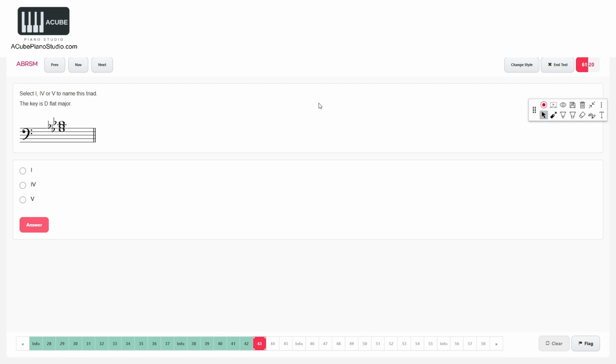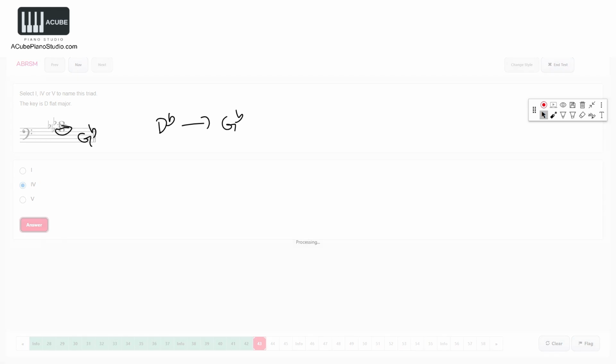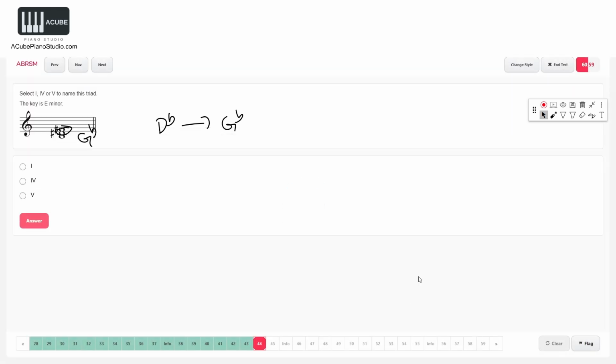The key is D flat major, so D flat. What's the lowest note here? Bass clef, right? So this is G flat. So let's count D, E, F, G. D to G is a 4th apart, so it's chord 4 again. Okay.